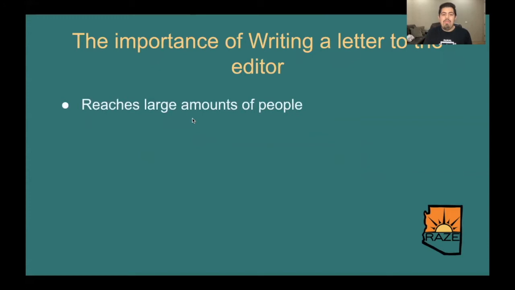So the importance of writing a letter to the editor. It helps reach large amounts of people. So you do have a good chance of actually getting published in your local newspaper. And if you do get published, it will most likely be in your local newspaper's editorial board. And those are actually known for having large amounts of people read them. So you do have the opportunity to be published and reach a large amount of people.